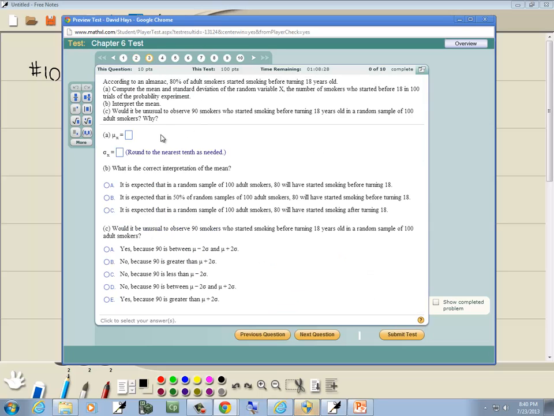The mean here is pretty straightforward, I think. If I remember right, the mean is n times p, and the standard deviation is the square root of n times p times 1 minus p. Yeah, you might want to double check that and see if my memory's any good, which is not very good.